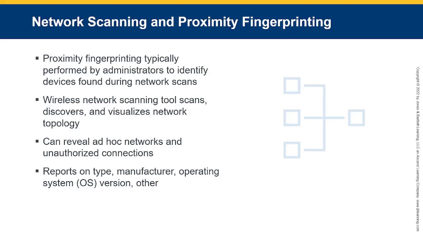Proximity fingerprinting is typically performed by admins who identify devices found during network scans. A wireless network scanning tool scans, discovers, and visualizes network topology, and can reveal rogue networks and unauthorized connections. It reports on the type, manufacturer, OS version, and other information.